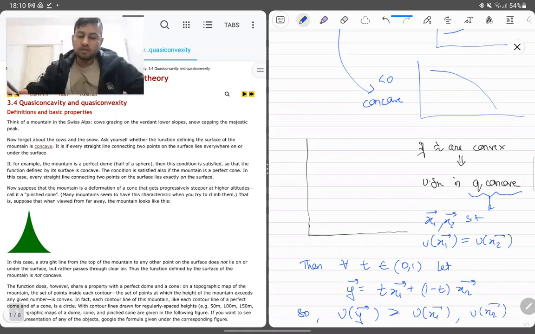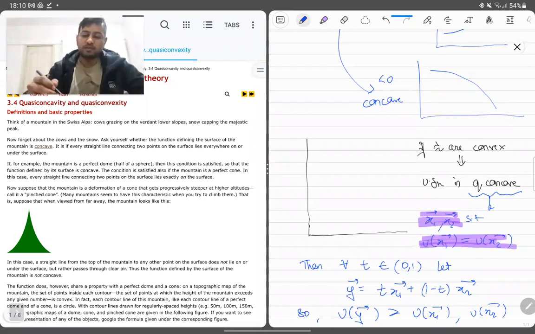Let's look at this step by step. First, you take two bundles x1 and x2 such that the utility is the same at these two bundles. Suppose this is my bundle x1 vector and this is my bundle x2 vector. Utility being the same means an IC passes through these points. So this is some IC passing through these points.